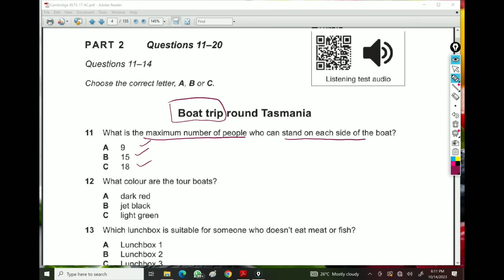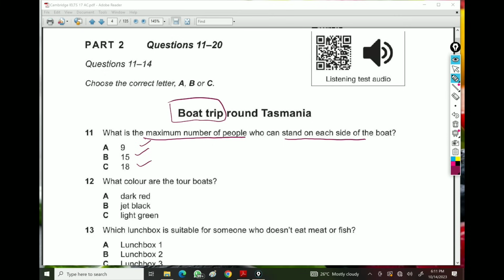Okay, now you see 3 staff members on board and we can further transport 15 people. So total number of people on the boat, that is 18. Understand? 3 staff members on board and we can further transport 15 people.